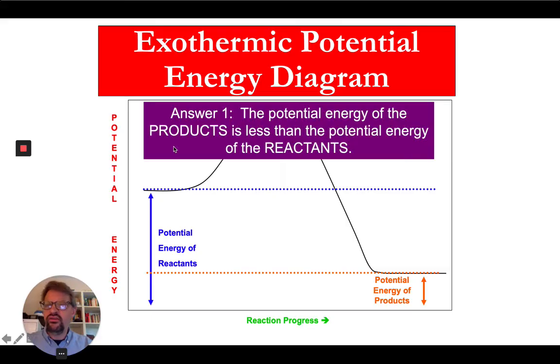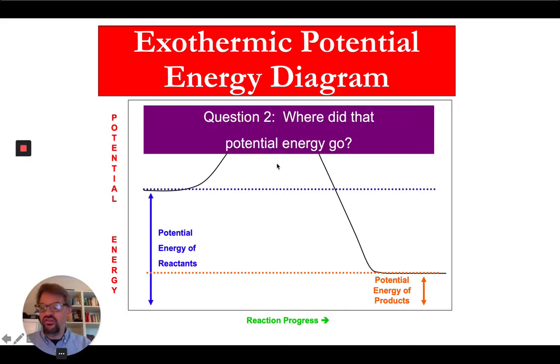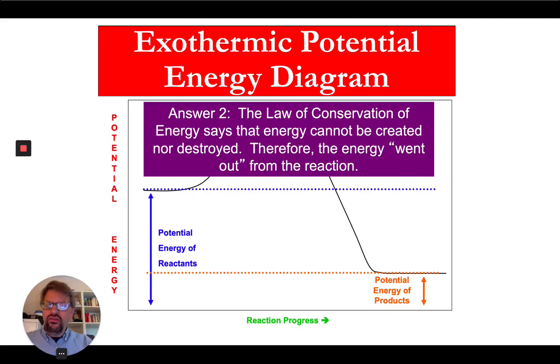Hopefully you said this, the potential energy of the products is less than the reactants. Next question, where did it go? Where'd that energy go? So energy can't be created or destroyed. We've talked about that. So the energy, the difference, went out from the reaction. It left the reaction and went out into the environment.